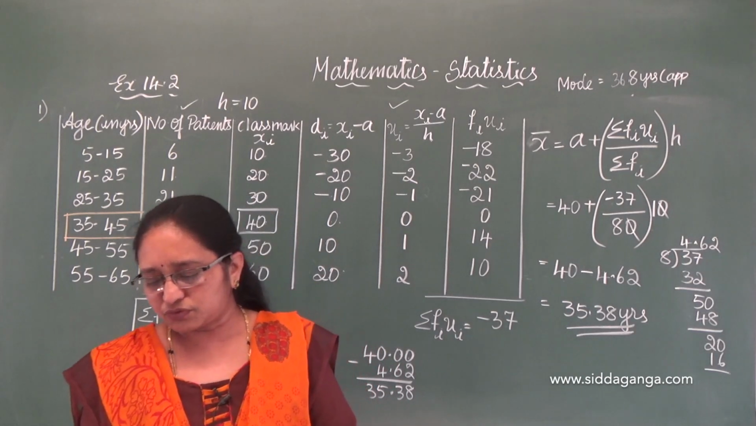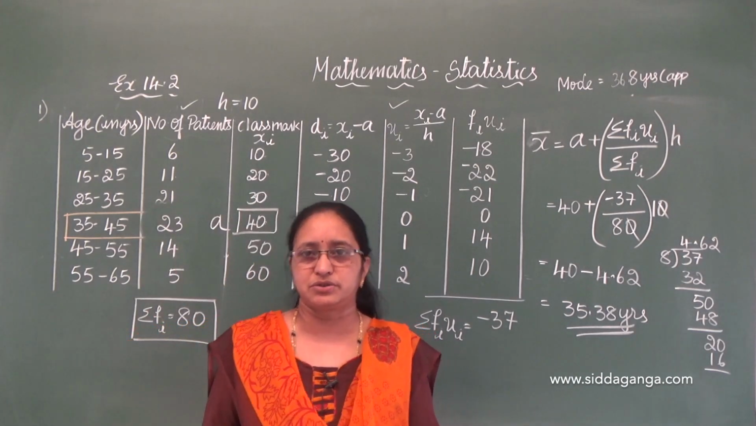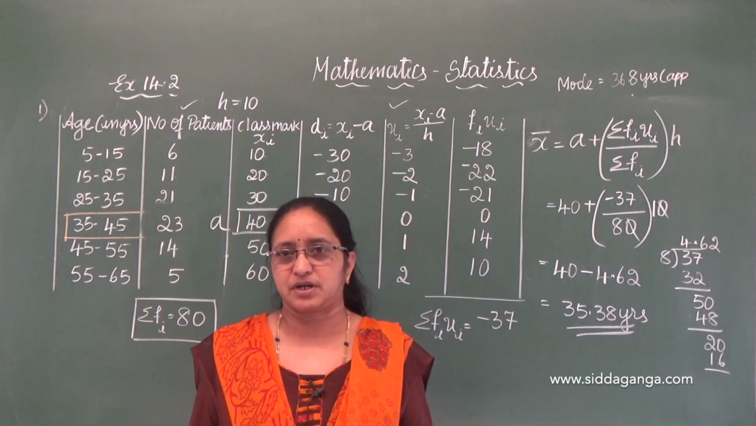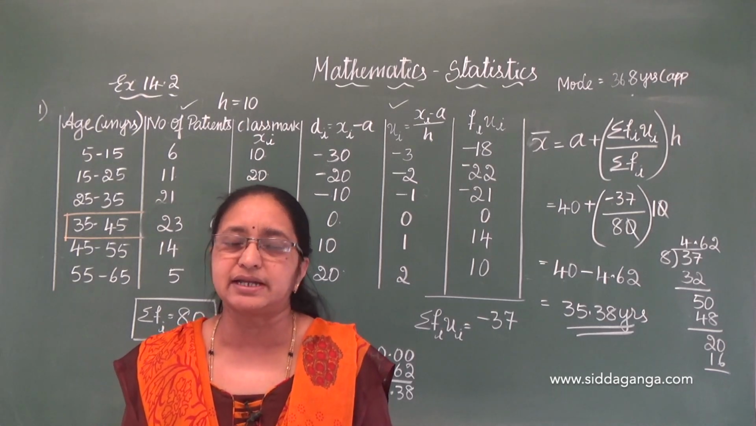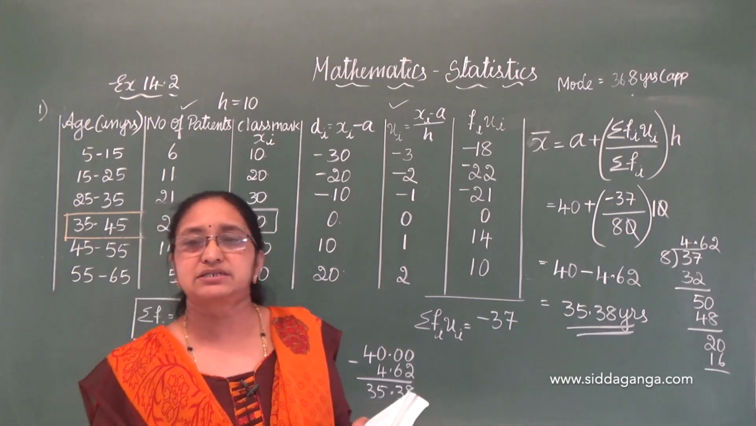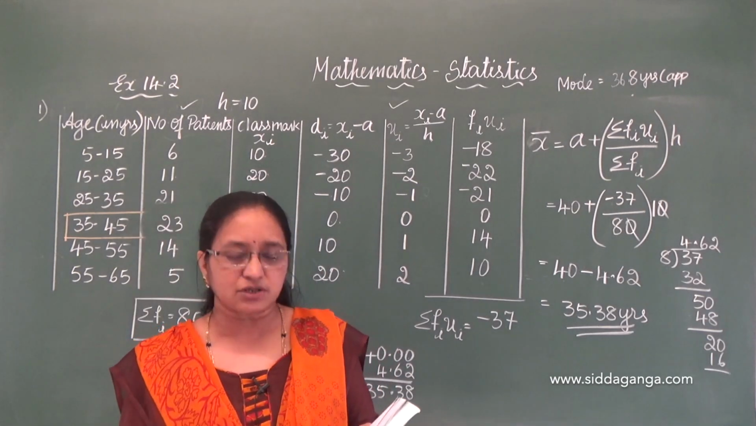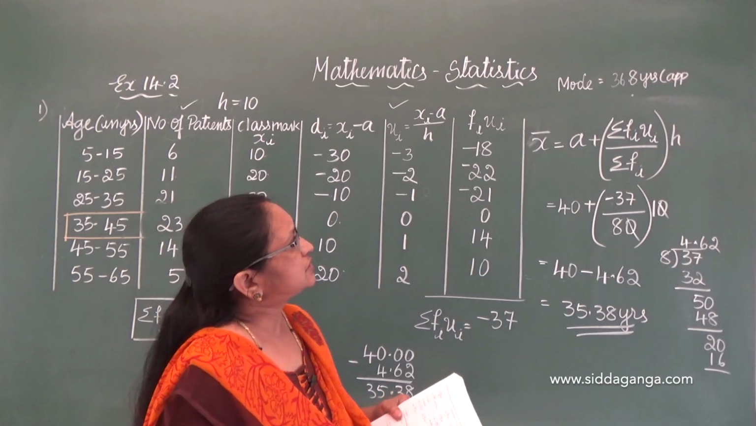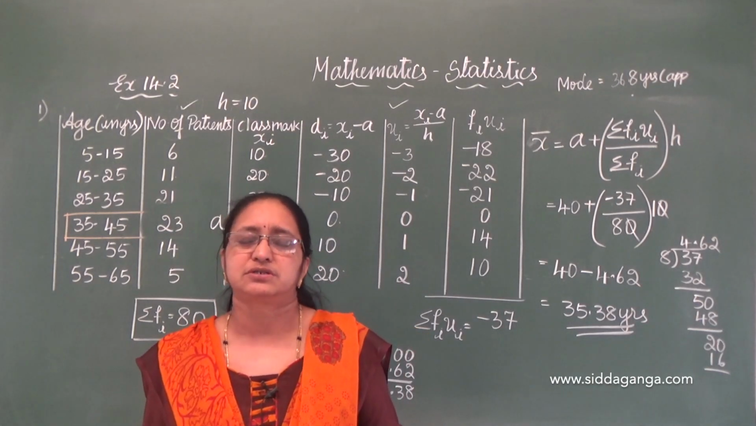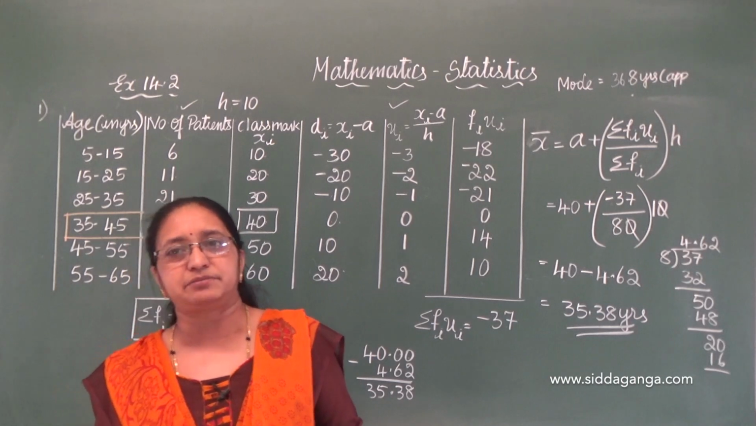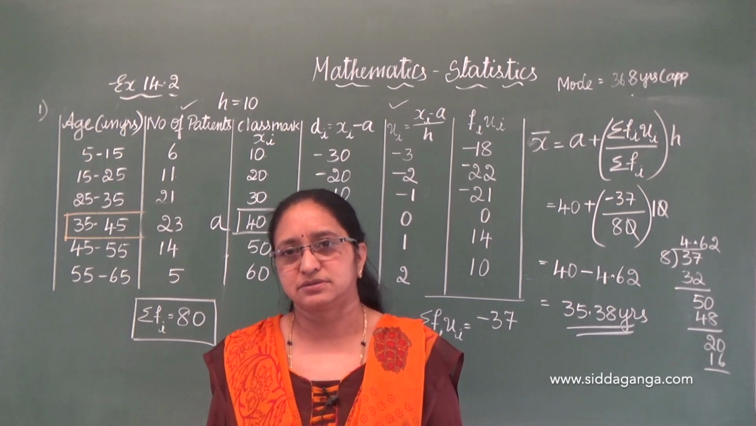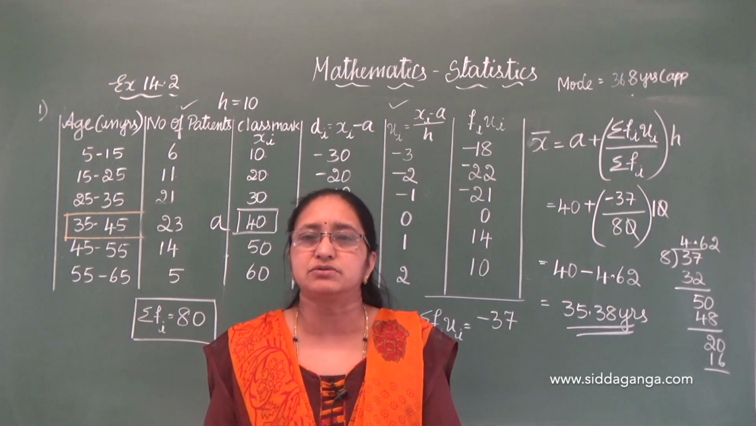What will you write? I told you at the beginning of this class, the mode is nothing but the value with the maximum frequency, the value which occurs more often. So you have to write that the maximum number of patients admitted in the hospital are of the age 36.8 years approximately. But on average, the age of the patients admitted to the hospital will be 35.38 years. So this is how you have to work it out.